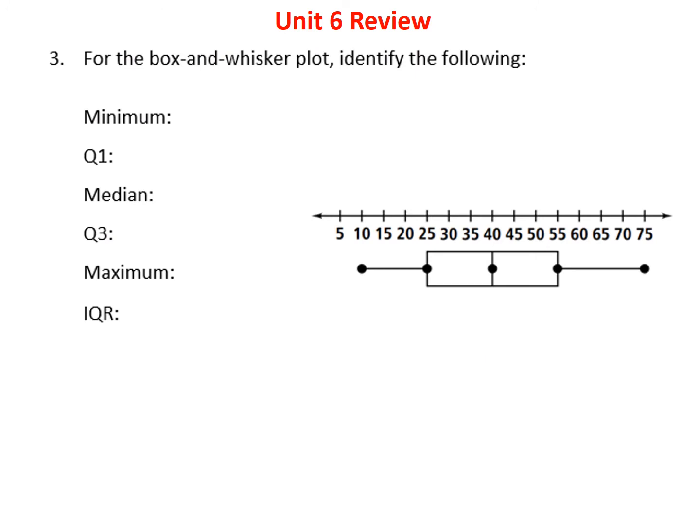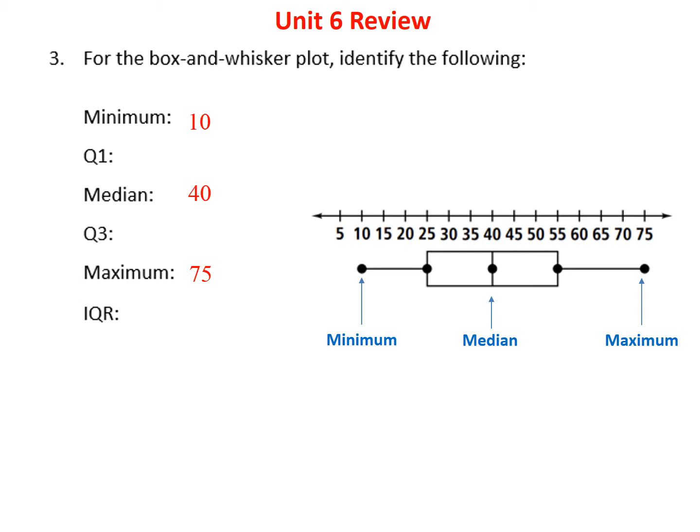The third problem gives us a box and whisker plot and asks us to identify the following. First off, the minimum is the smallest, and that's way over on the left-hand dot here, and that is the number 10. The maximum is the largest, so the maximum is 75, and the median is the middle. Like the median on the street is that center area. So the median is 40.